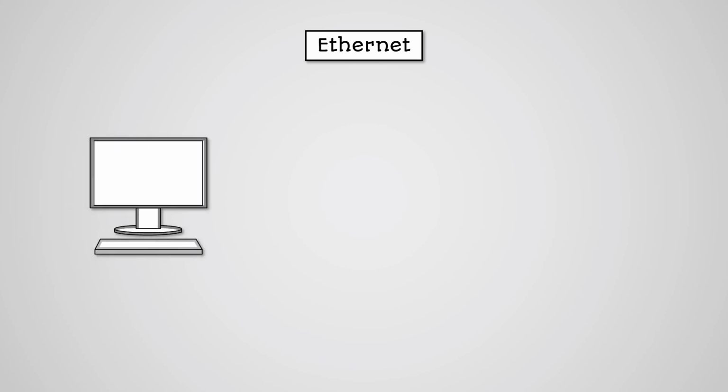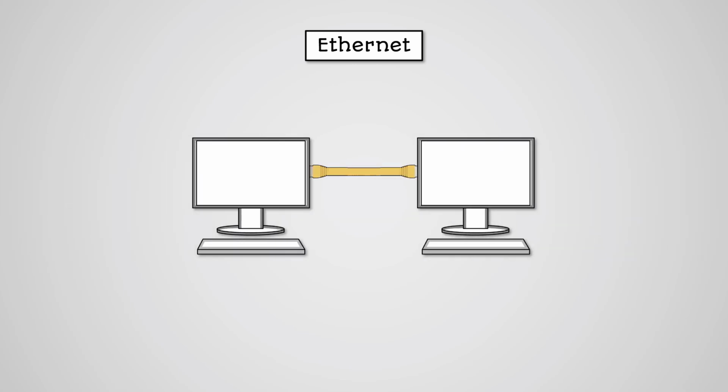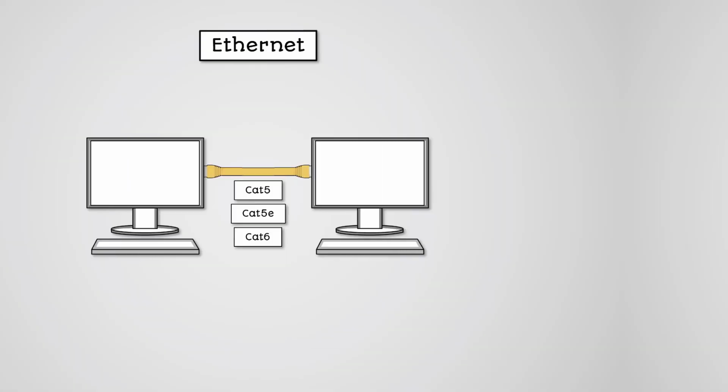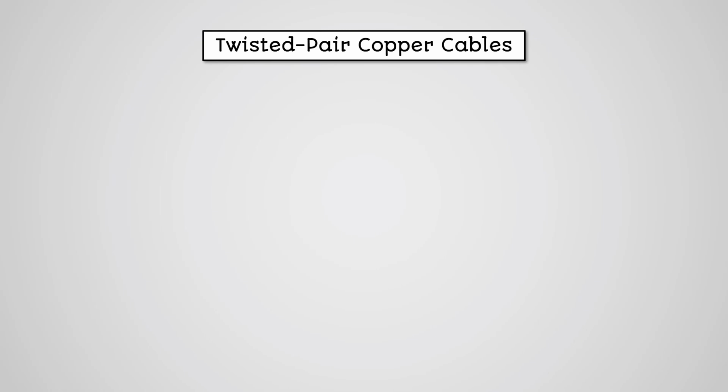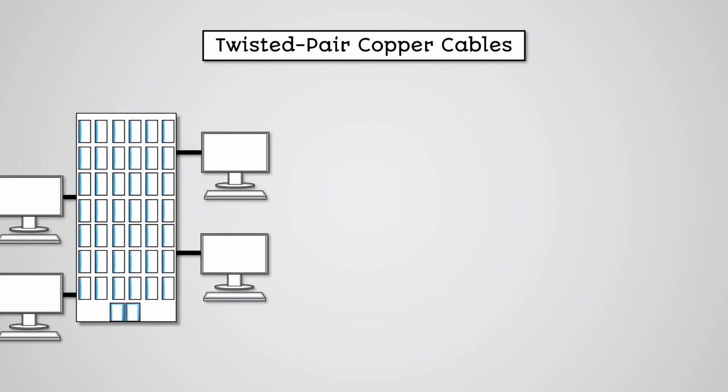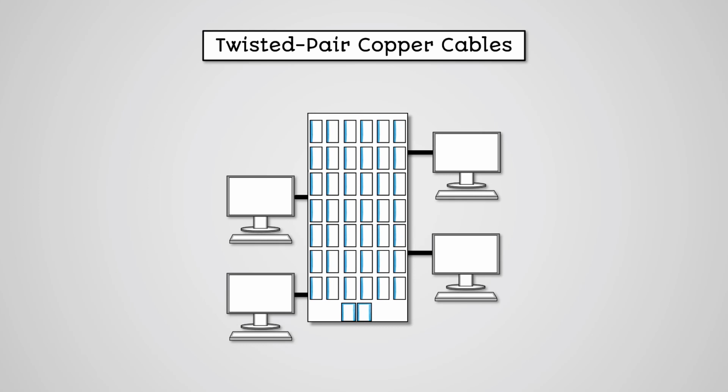While Ethernet is really a set of protocols rather than a type of cable, we often use it interchangeably with the twisted pair copper cables we use in networking. The most common forms of this are Cat5, Cat5e, and Cat6 Ethernet cables. These twisted pair copper cables are the most common wired connection used in local area networks.